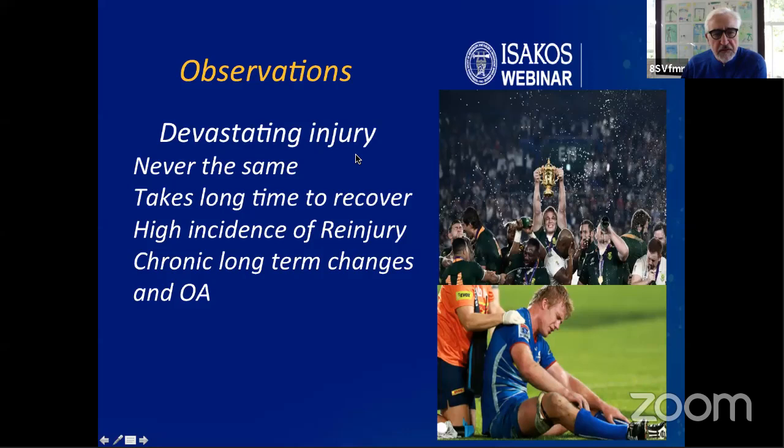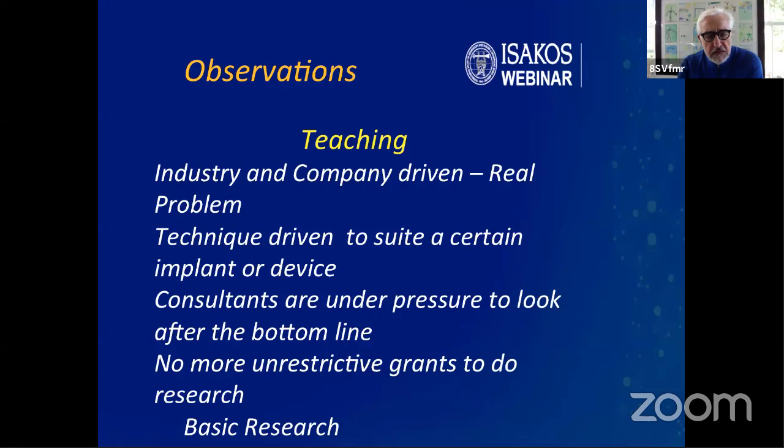And the next thing is about teaching. I'm a little bit worried in the world. I think these days it's really industry and company driven. I think it's technique driven. They are teaching, and I understand young surgeons want to have a technique. They just want to know where to do things. But I think it's dangerous.